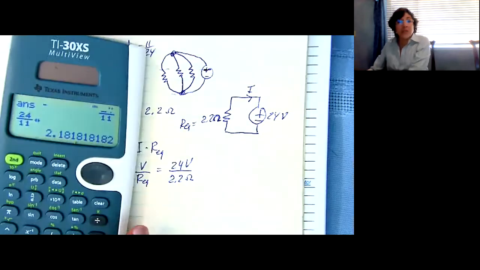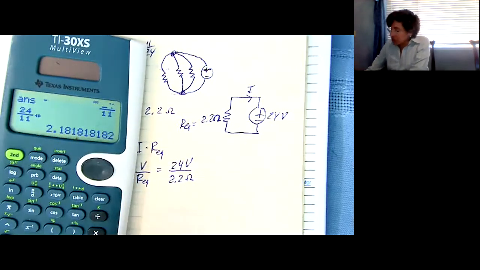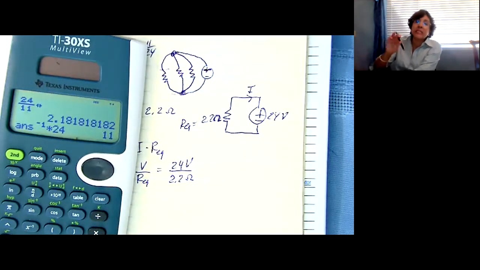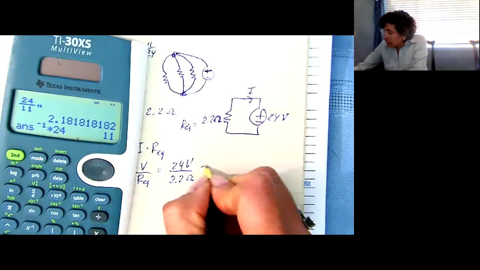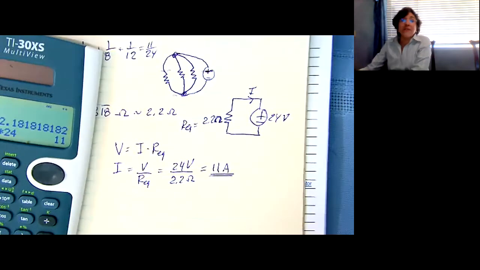All right, let's see what that is. Actually, I'm going to leave this here and ask for the inverse of that, times 24. The more accurate way comes out exactly 11. Exactly 11 amps. So I have 11 amps.